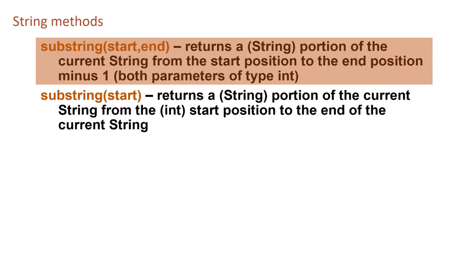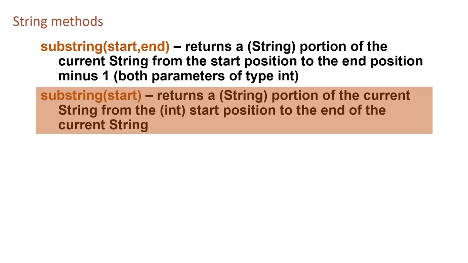Substring with two parameters, start and end, returns a string portion of the current string from the start position to the end position minus 1, both parameters of type int. Substring with one parameter, start, returns a string portion of the current string from the integer starting position to the end of the current string.